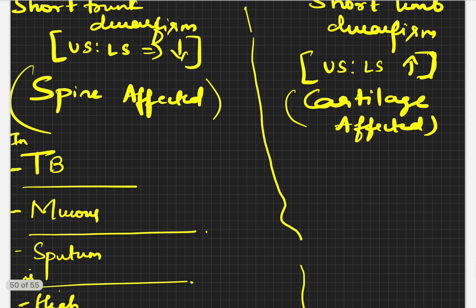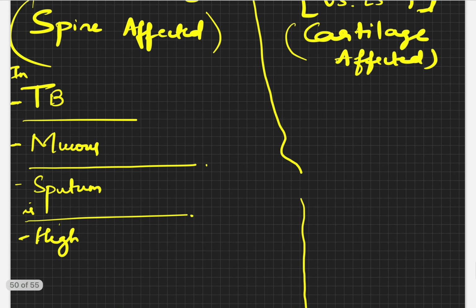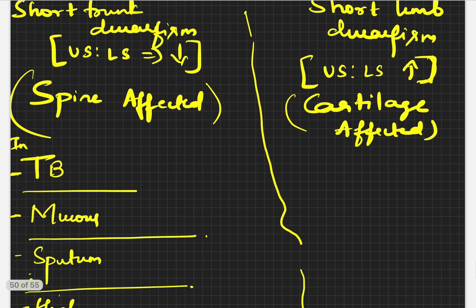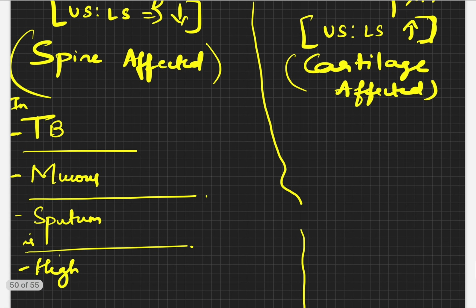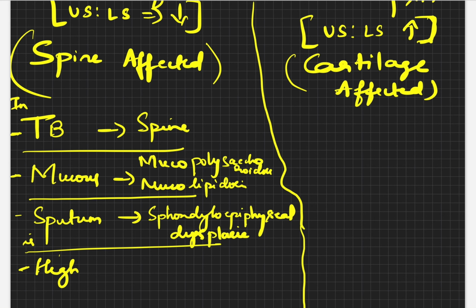This is the mnemonic to remember. In TB, mucus sputum is I. That is, the causes for short trunk dwarfism are TB spine or Caries spine or Pott spine, mucopolysaccharidosis or mucolipidosis, spondyloepiphyseal dysplasia, and hemivertebra.